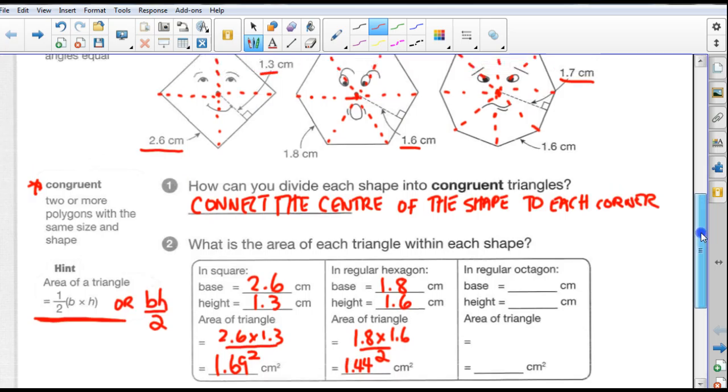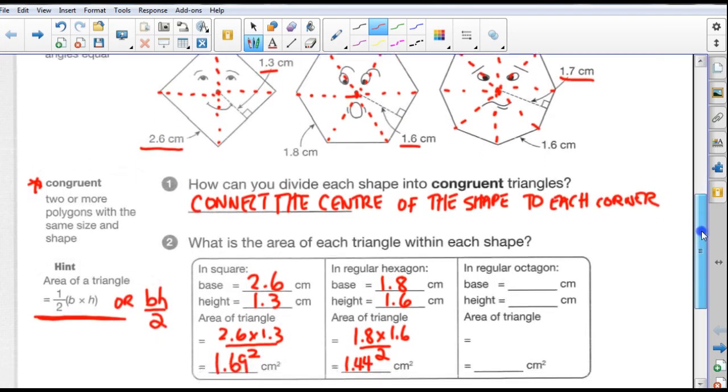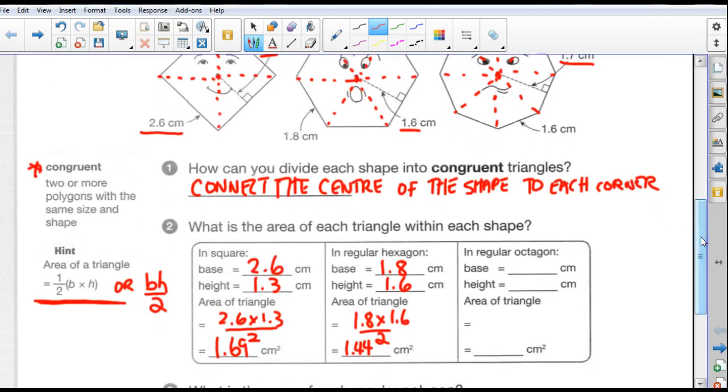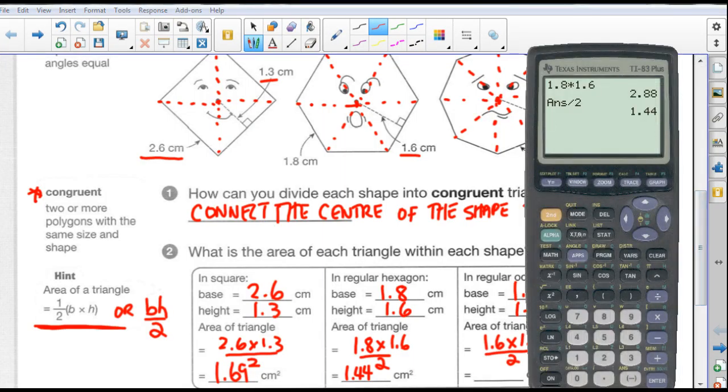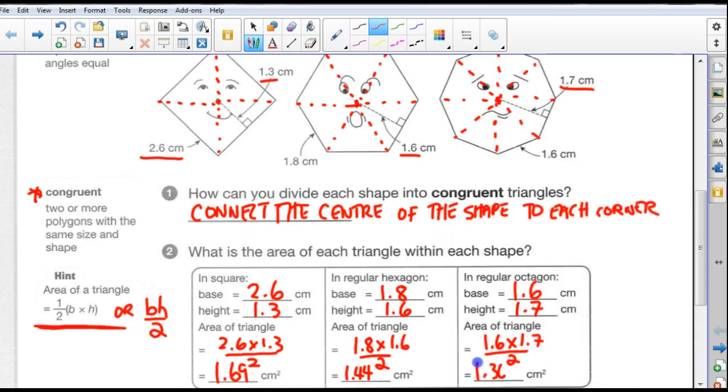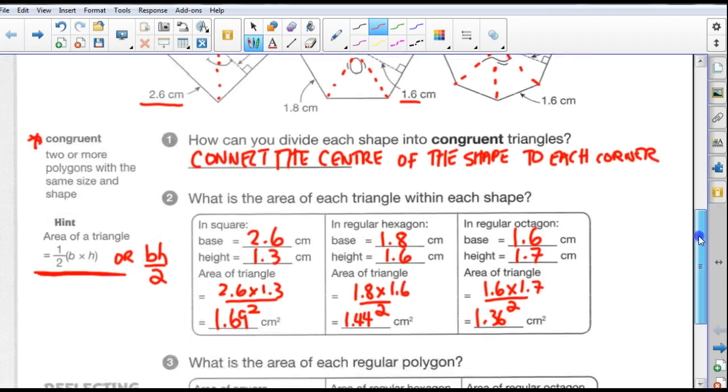Okay, now let's do the octagon. We've got 8 triangles in there. Let's calculate one triangle. The base is 1.6 centimeters. The height is 1.7 centimeters. So the area of the triangle is just 1.6 times 1.7 divided by 2. Let's get our calculator out. 1.6 times 1.7 equals, divide that by 2, and I get 1.36. So that's the area of one triangle in each of those shapes.